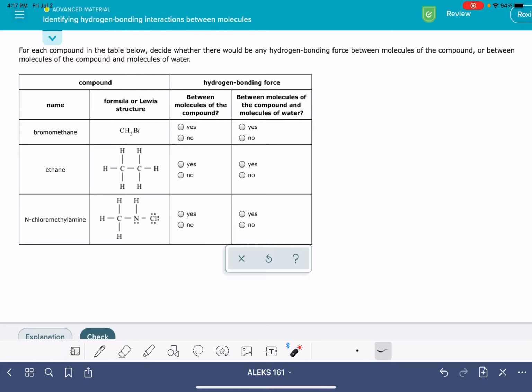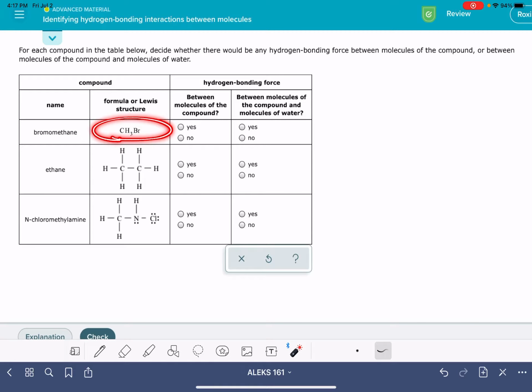In this video, I'll show you how to solve the ALEKS problem called identifying hydrogen bonding interactions between molecules. You're going to have 3 different molecules here, and you don't need to really know the name of the molecule, but you definitely need to have the Lewis structure of the molecule. It's telling you here that it might give you the formula, it might give you the Lewis structure.